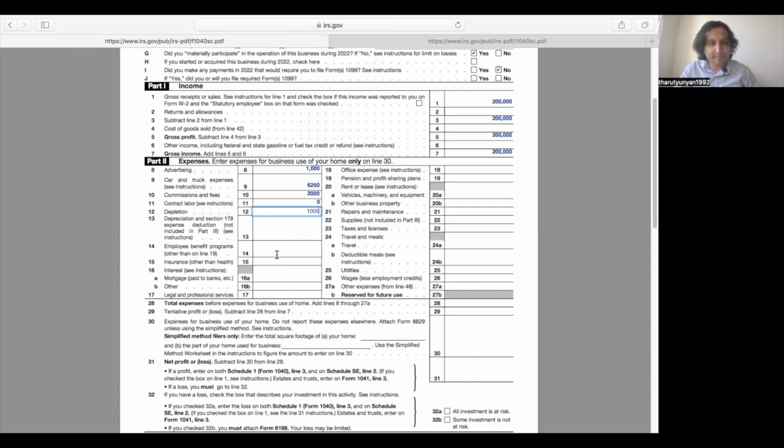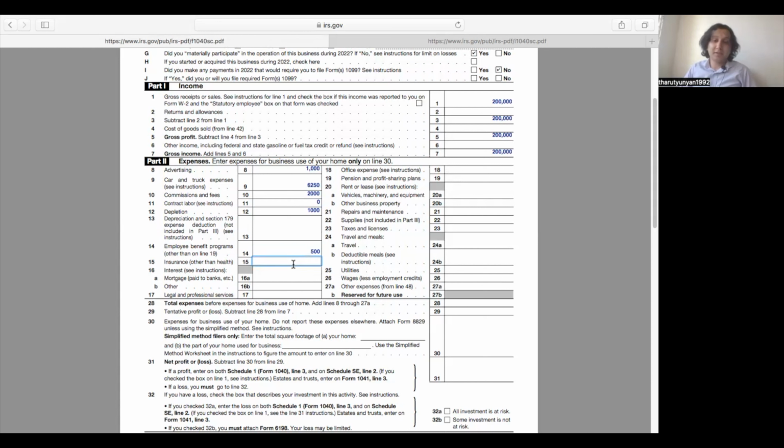Now, employee benefit programs, right? This is generally when you offer your employees things like health insurance, things like, well, retirement plans are not really, they're covered on line 19, but things like gym membership, or you pay their phone bill. So let's say she has an employee and she paid her employee's phone bill for like $500 a year, right?